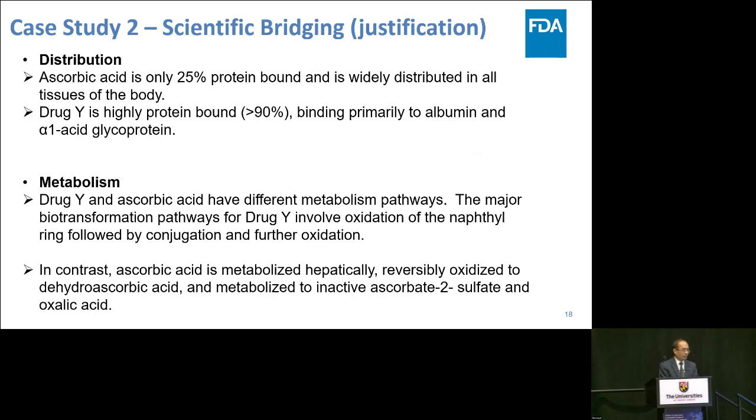Distribution: they said ascorbic acid is only 25% protein bound and is widely distributed in all tissues of the body. Drug Y is highly protein bound, binding primarily to albumin and alpha-1 acid glycoprotein. Metabolism: drug Y and ascorbic acid have different metabolism pathways. The major biotransformation pathways for drug Y involve oxidation of the thiazole ring, followed by conjugation and further oxidation. In contrast, ascorbic acid is metabolized hepatically, reversibly oxidized to dehydroascorbic acid, and metabolized to ascorbate-2-sulfate and oxalic acid. So no interaction from the metabolism perspective.